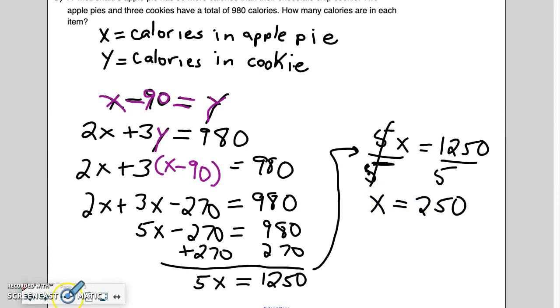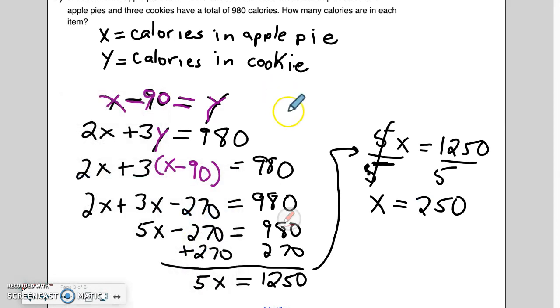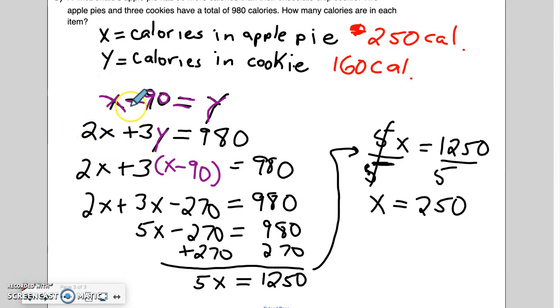So I'm going to use a different pen color. So I'm going to say calories in apple pie are 250 calories. And then go back here. Well, 250 minus 90 gives me the calories in a cookie, and 250 minus 90 is 160. So there's 160 calories in a cookie. And then you can go back and check. Make sure that 2 times 250 plus 3 times 160 equals 980.